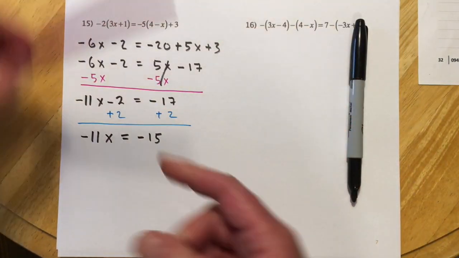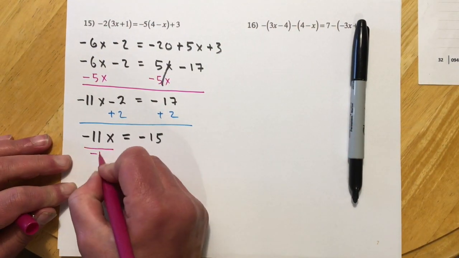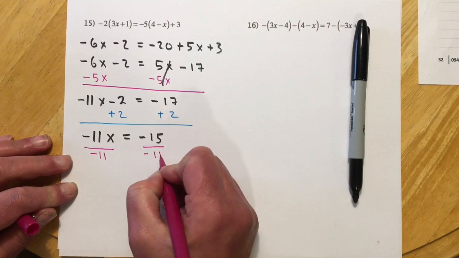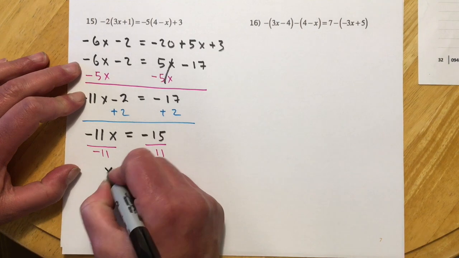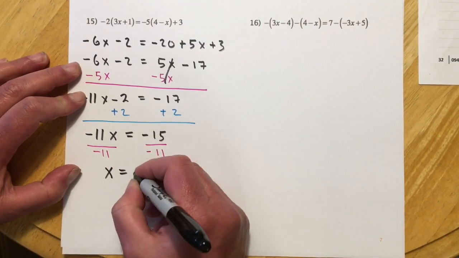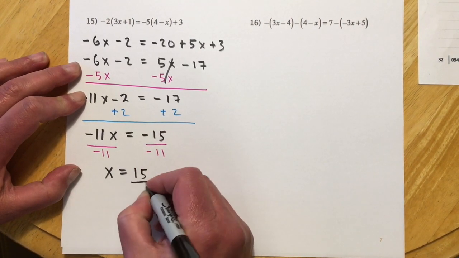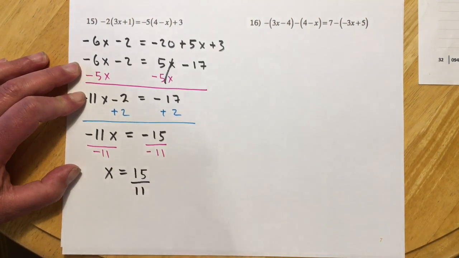And now we're down to our divide step. So I'll divide over the negative 11. And here there's nothing common between them. So it'll just be, but it is a double negative. So simplest form would be 15 elevenths.